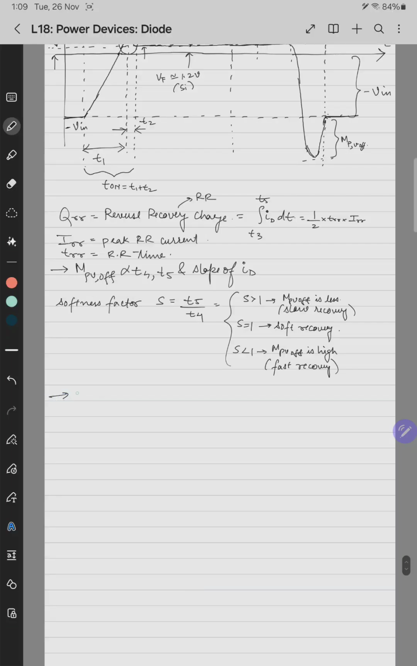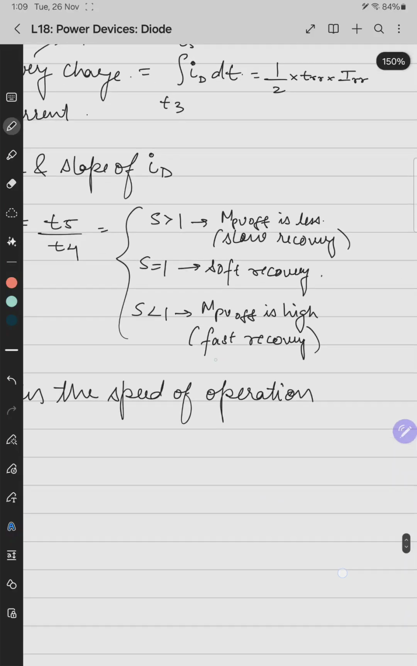So here I will write: turn off decides the speed of operation of the diode. So it's important. So these things we have analyzed. So fast recovery diode is also called a snappy diode.